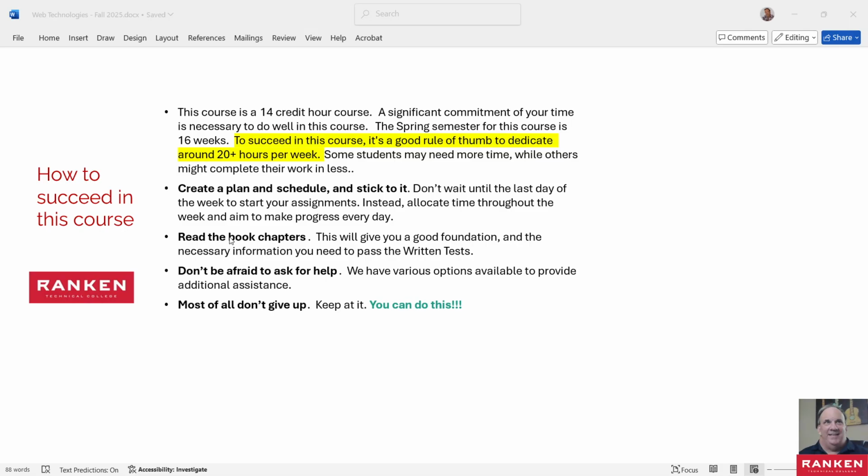The book chapters, the written tests are pretty much based on the book chapters, and also a lot of our assignments really come straight out of the books. Not saying you have to necessarily read cover to cover, but the more the better on the book, right? And it'll definitely help you with the written tests, especially.